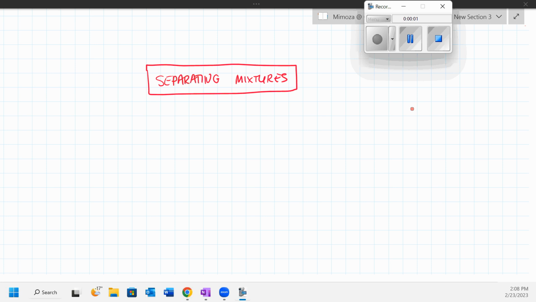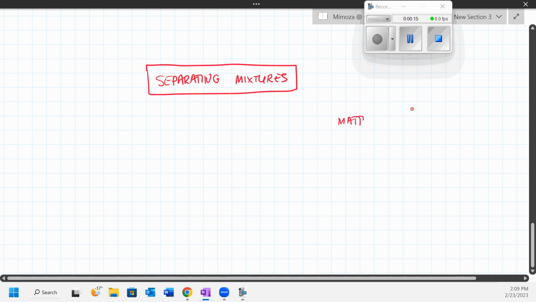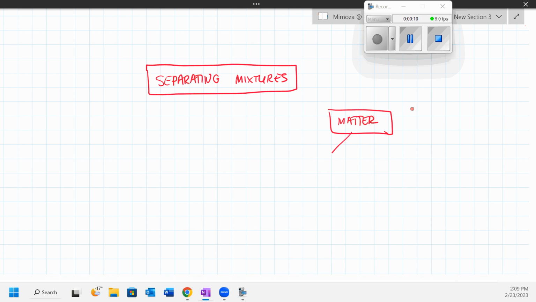What we are doing, the focus of separating mixtures, is to separate mixtures that are in a solution. Remember what we said about matter. This is important, guys. You see me doing this picture over and over again. Pure substances and mixtures.